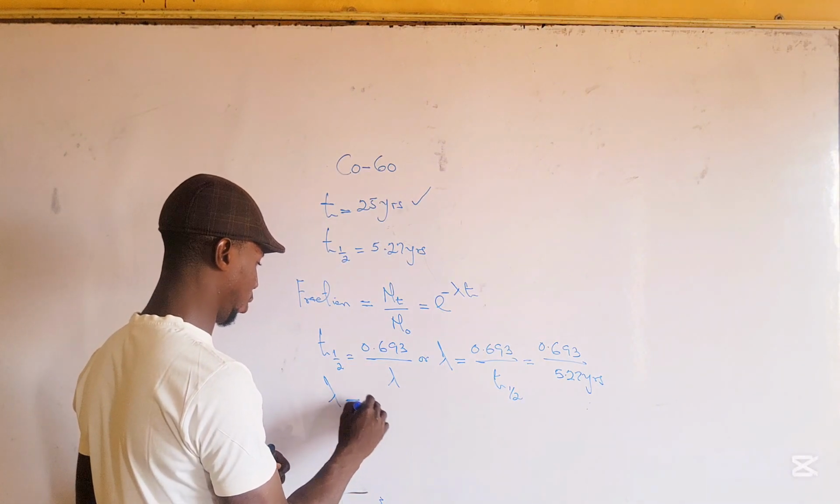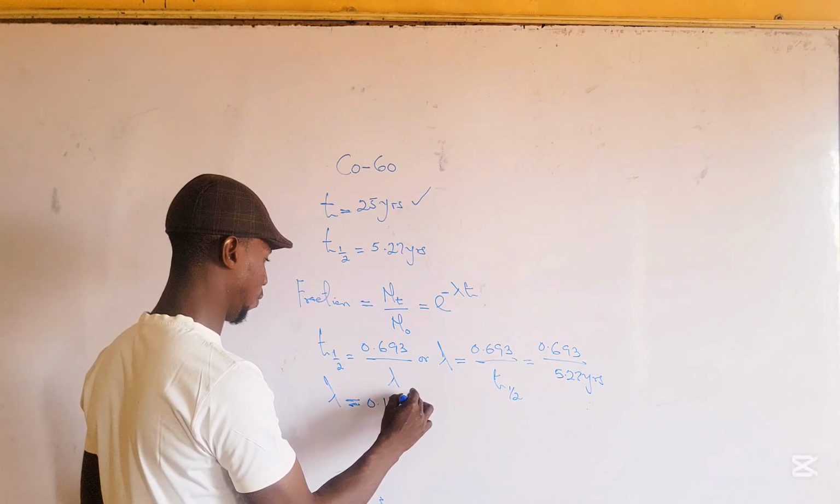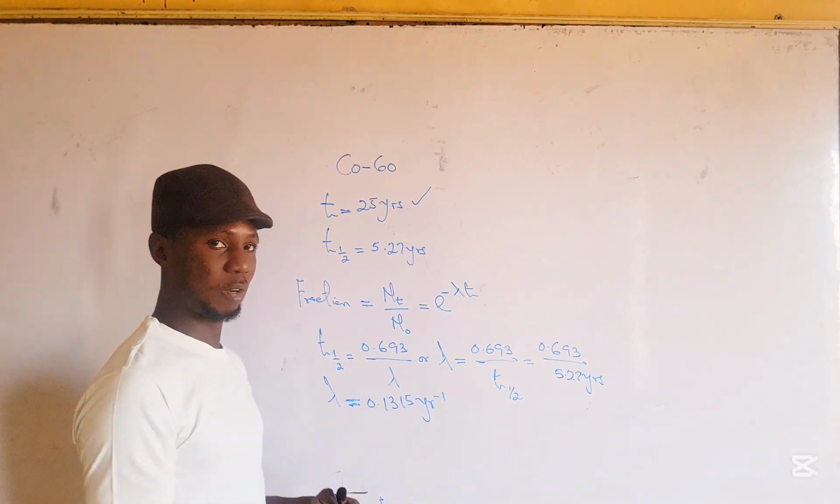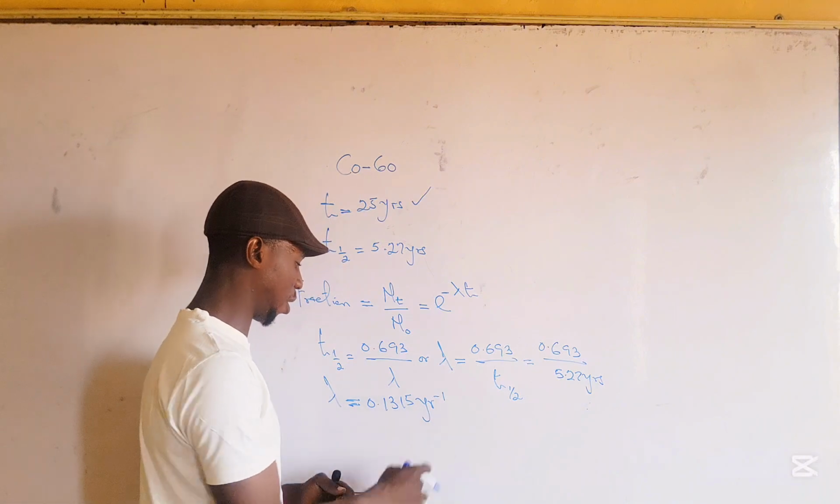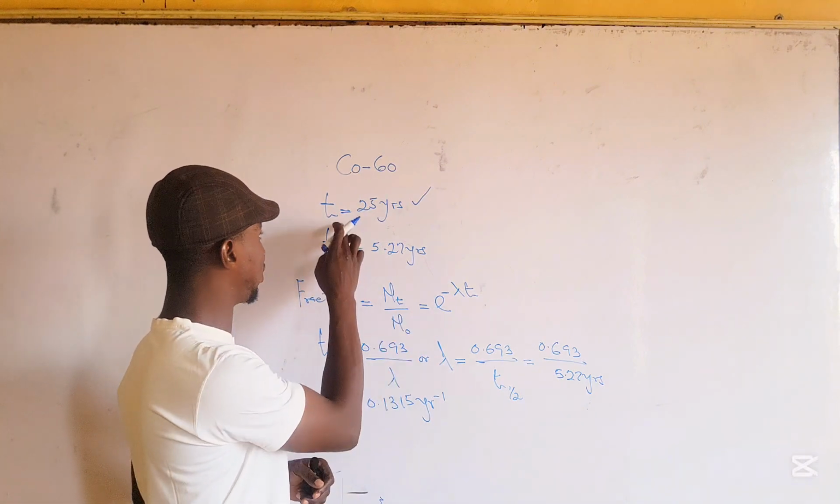So lambda is going to give us, at the end of the day, if you press your calculator very well, 0.1315 per year. That's the unit of lambda. It can be per second, per minute, per hour, but this time around it is per year. Now we have our lambda, and thank God we have t in the question.